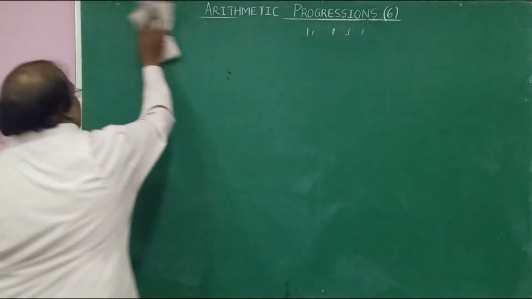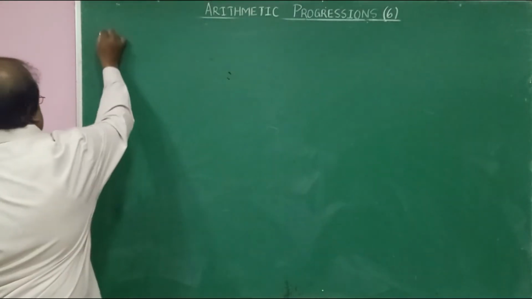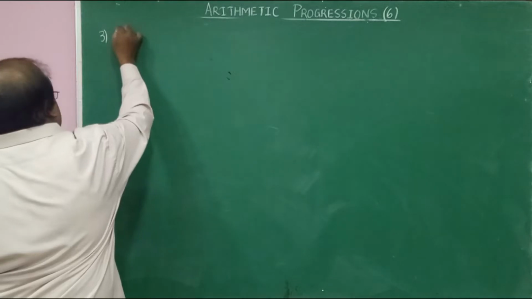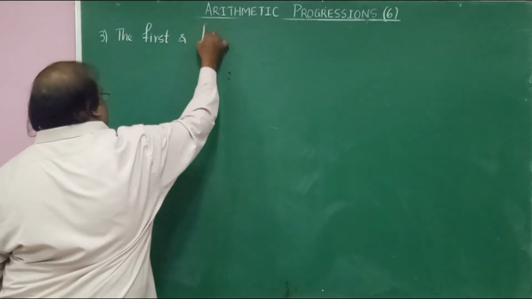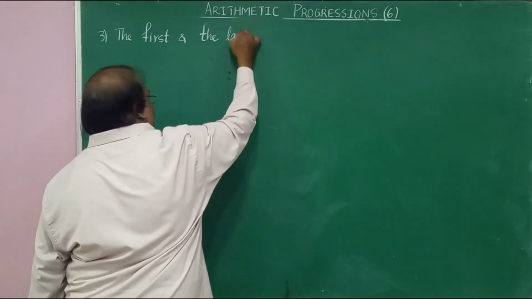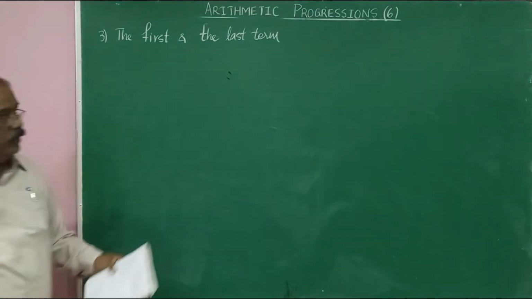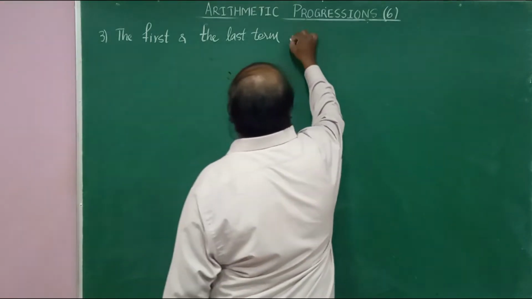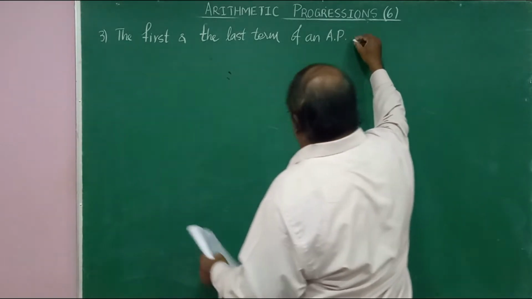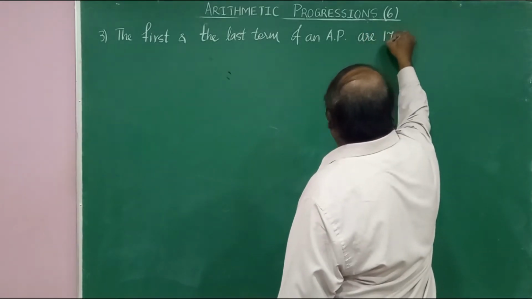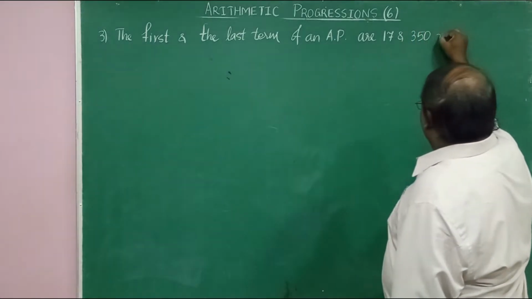The third sum. The first and the last term. What's given? The first and the last term of an arithmetic progression are 17 and 350 respectively.